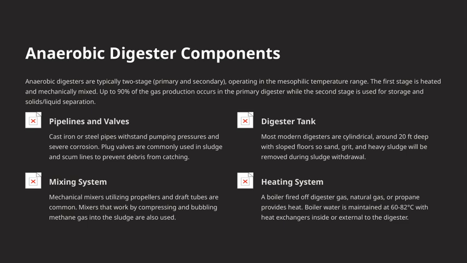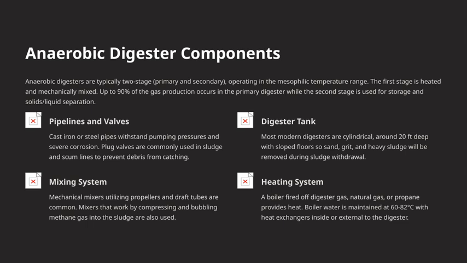Moving on to pipelines and valves, you'll notice that cast iron or steel pipes are commonly used because they can handle high pumping pressures and resist severe corrosion over time. For controlling flows, especially in sludge and scum lines, plug valves are often employed. They're effective at preventing debris from clogging the system.